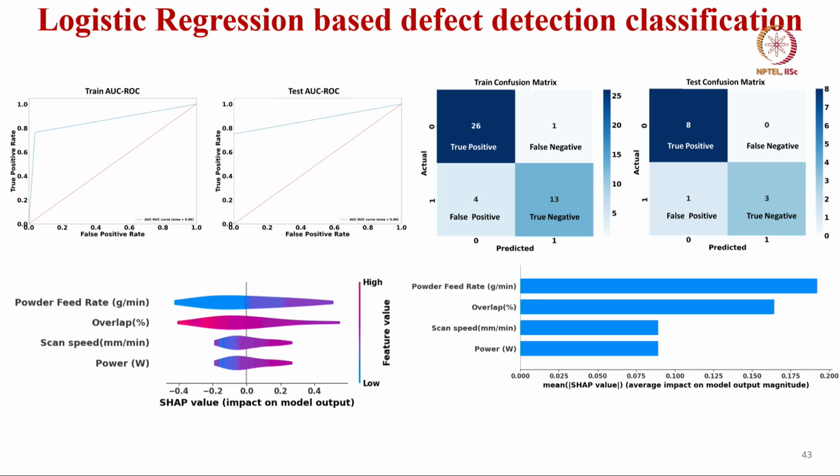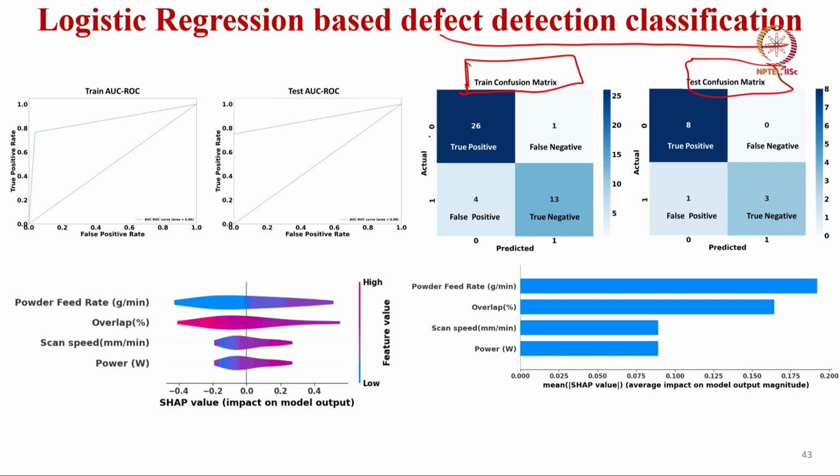Now, logistic regression based defect detection classification. You remember the test confusion matrix and train confusion matrix. Here again, in the classification task, you have to randomly segregate the training data set and testing data set the way we have mentioned, like an 80 to 20 ratio. If you count 26 plus 1, 27, plus 31, 44 is your data sets in the training, and in your test it is 12. So, 44 is almost 80% and 12 is almost 20% of the data sets.